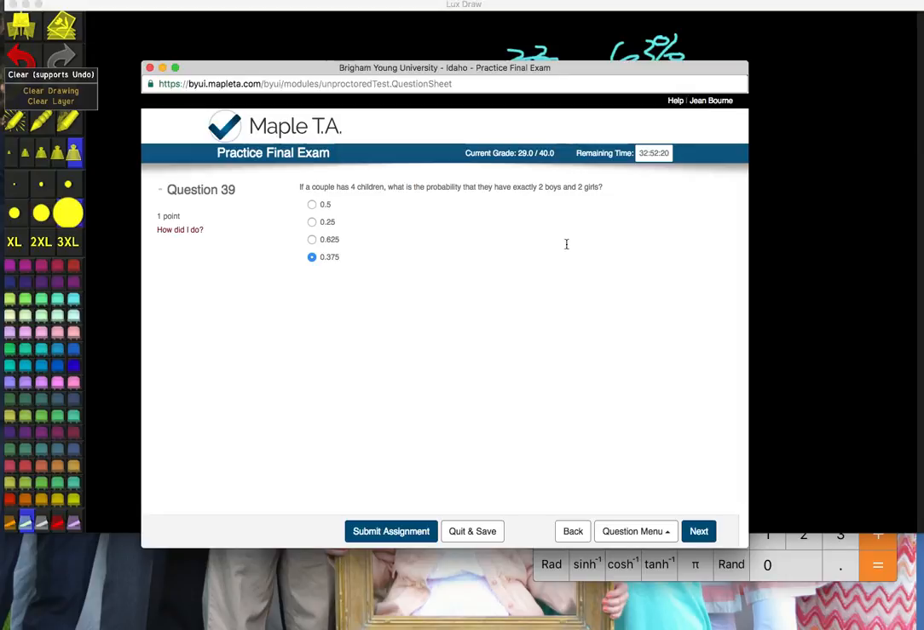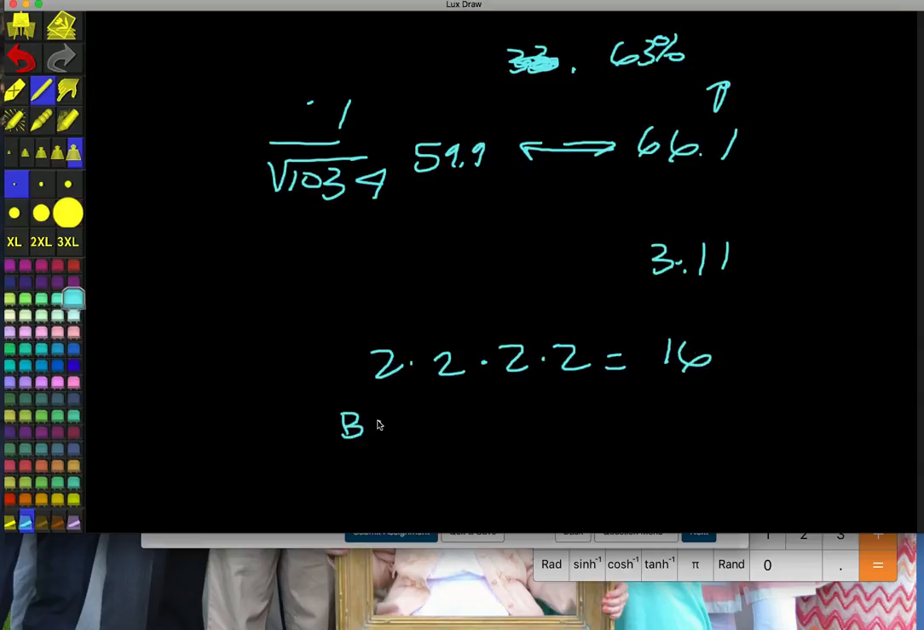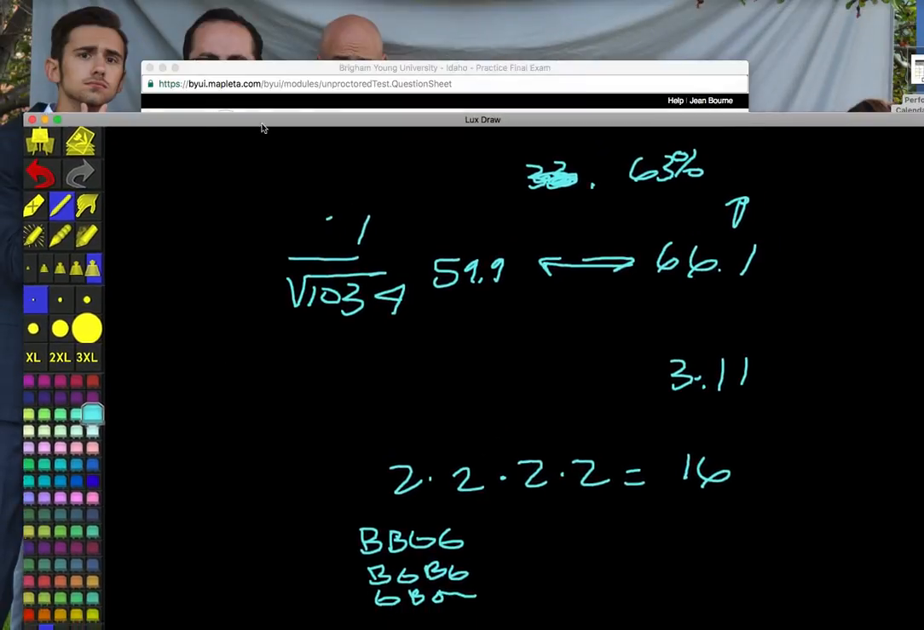So I have 2 choices on my first kid. Wow, here we go. 2 choices on my second kid, third, fourth. So I have 16 choices this time total. And then I'm going to do this: boy, boy, girl, girl, boy, girl, boy, girl, girl, boy, girl. I'm going to keep doing that until I can't think of any more. Okay, so that's how that one works.